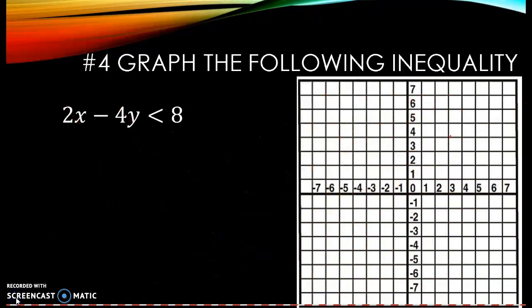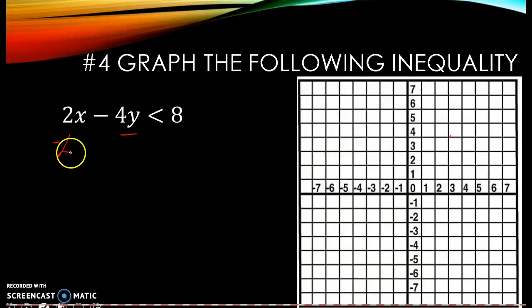So let's go on to a different type of problem. Here we have number 4, which is an inequality in standard form. And so we can graph this inequality in 2 different ways. First way we could do it is to put it back in the form that we like, which is slope-intercept form, which means we're going to get the y by itself.